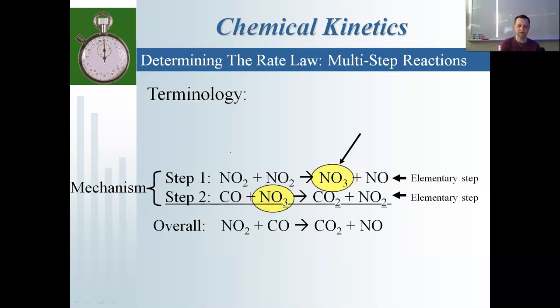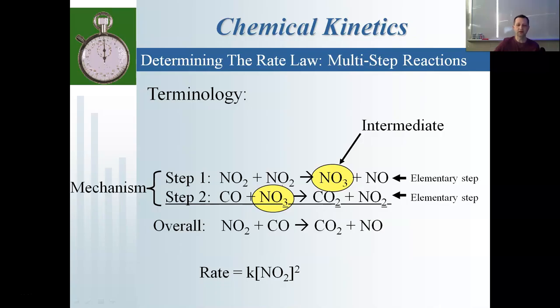Now in this case, we have something that is produced in the first step and used up in the second step. That is called an intermediate. So we need to know what that is. An intermediate is made and then used up. Okay. We're going to have something else called a catalyst, which we've learned about before. We're going to define that a little bit later on in one of our examples that we look at.